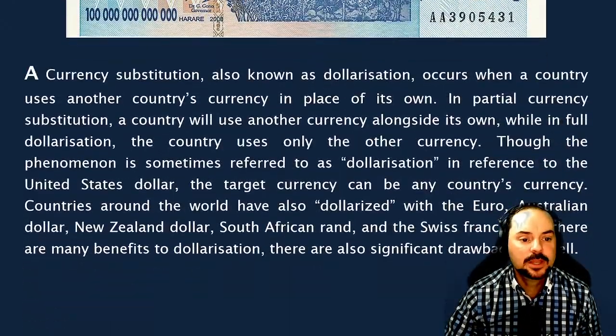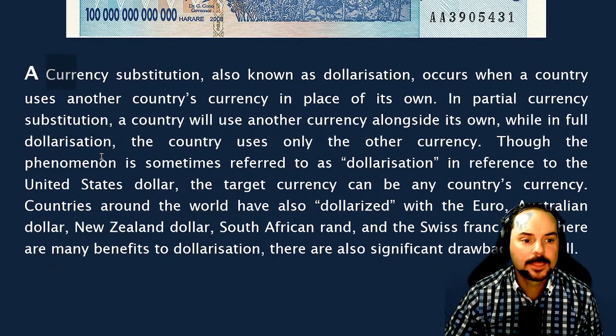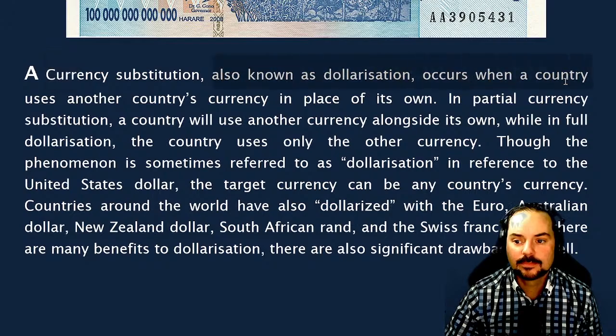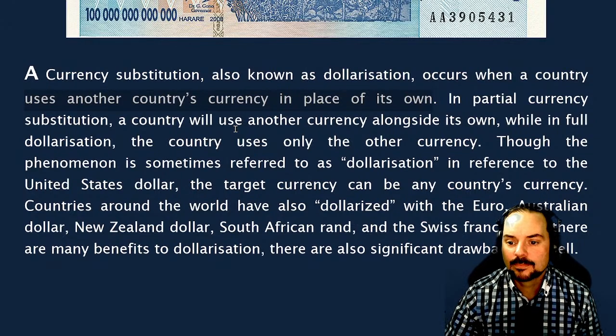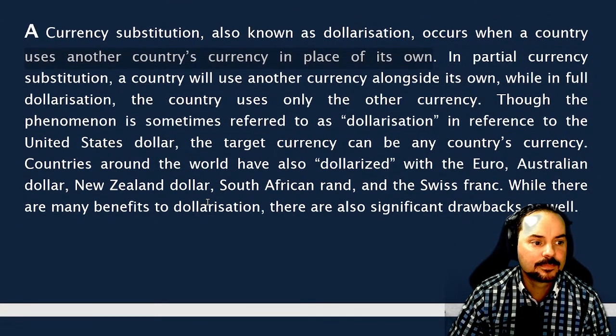Body paragraph 1. Whenever you're ready, begin reading from currency substitution. Just read. Currency substitution, also known as dollarization, occurs when a country uses another country's currency in place of its own. In partial currency substitution, a country will use another currency alongside its own, while in full dollarization, the country uses only the other currency.